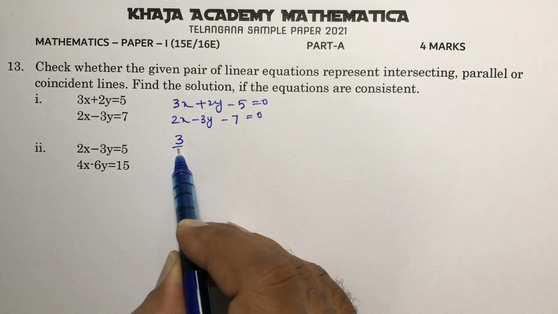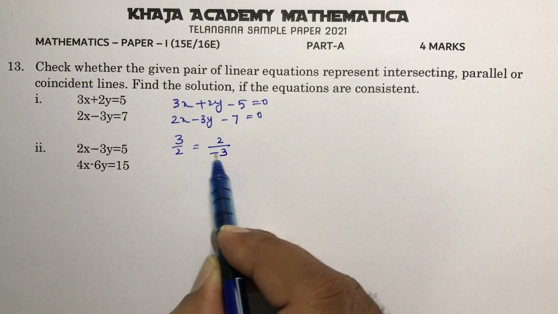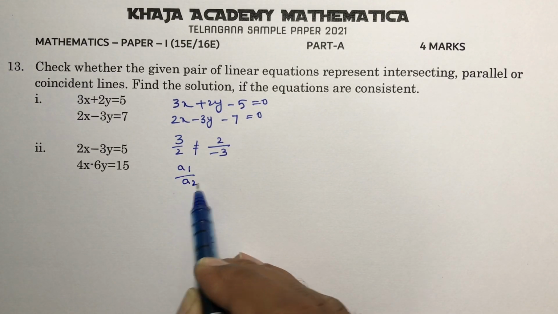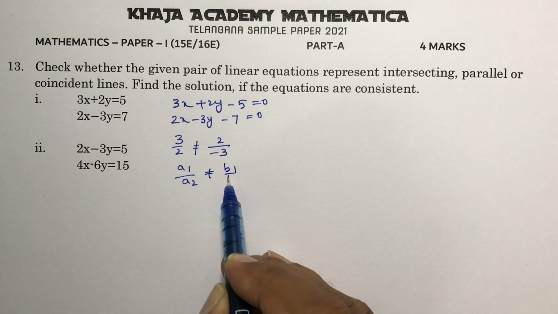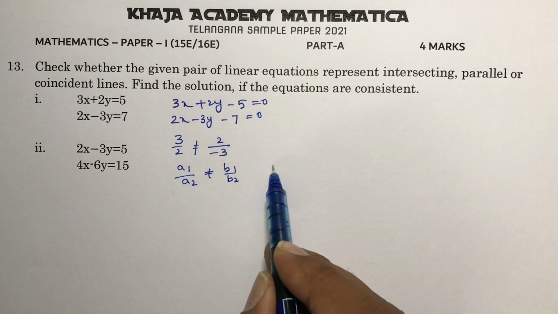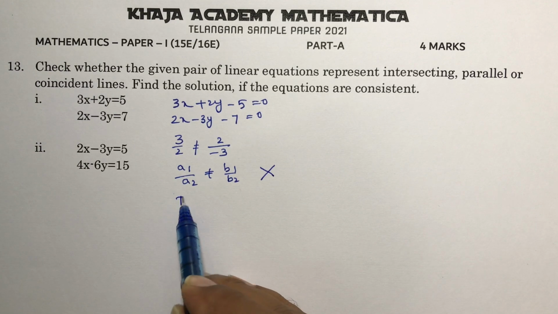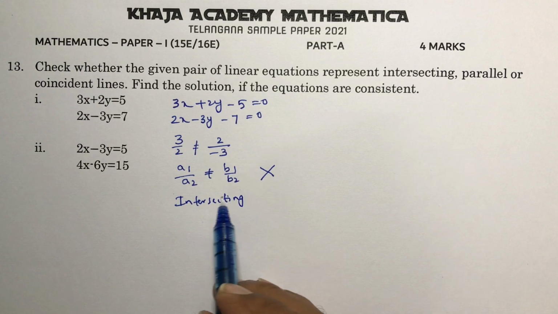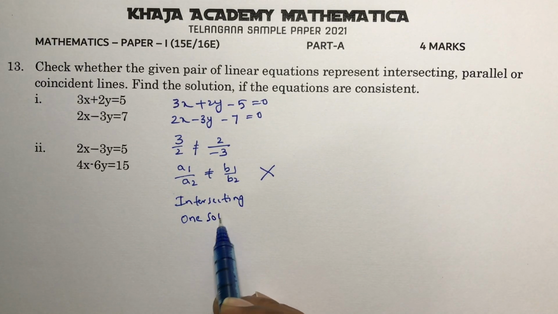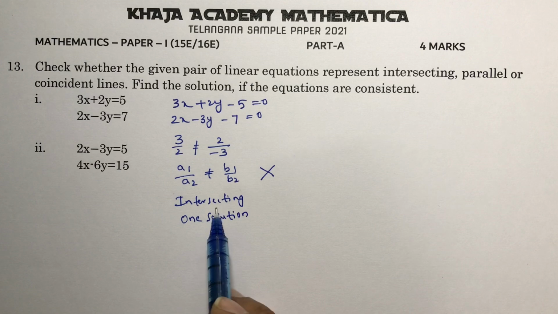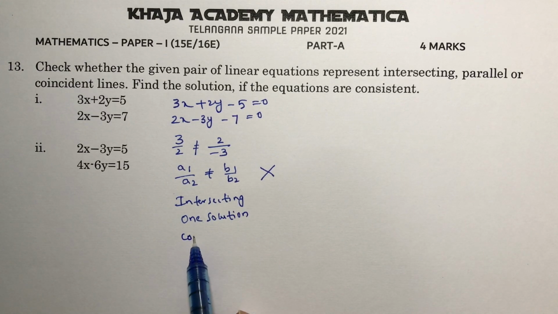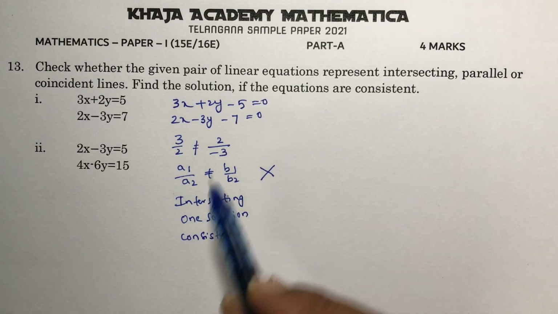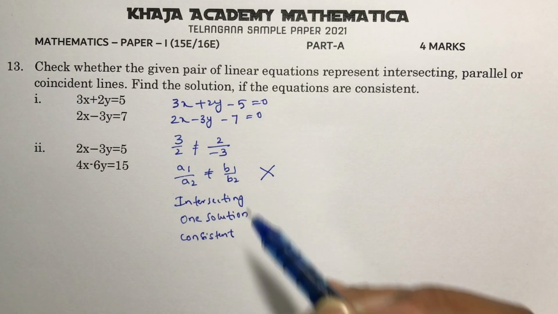So check here, 3 by 2 and 2 by minus 3. Here these two values are not equal. So a1 by a2 is not equal to b1 by b2. If a1 by a2 is not equal to b1 by b2, the lines are intersecting. If the lines are intersecting, they will meet at one point, so we will get one solution. If we are getting the solution for the problem, then we will call it consistent. So now as these two lines are consistent, we need to solve these two.